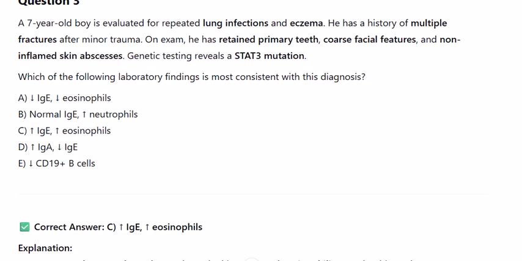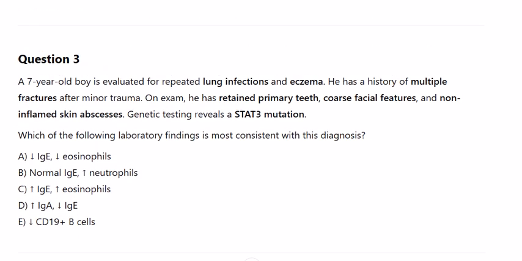Question 3. A 7-year-old boy is evaluated for repeated lung infections and eczema. He has a history of multiple fractures after minor trauma. On exam, he has retained primary teeth, coarse facial features, and non-inflamed skin abscesses. Genetic testing reveals a STAT3 mutation. Which of the following laboratory findings is most consistent with this diagnosis?